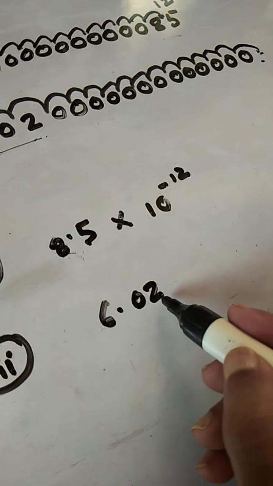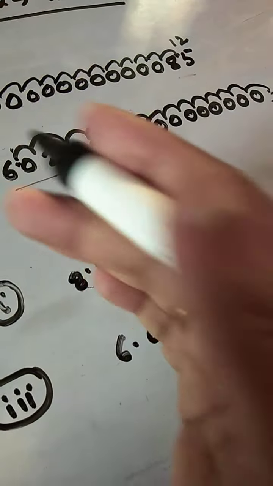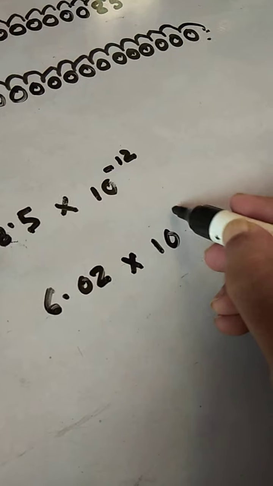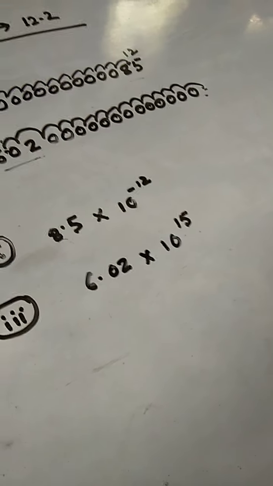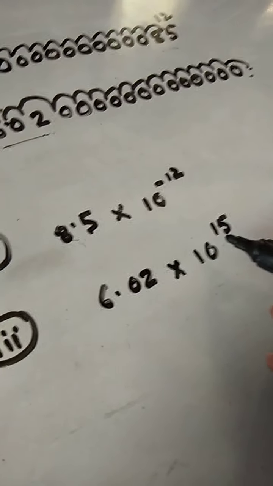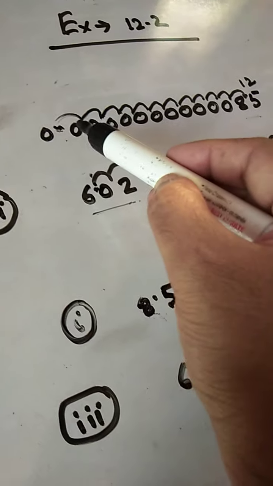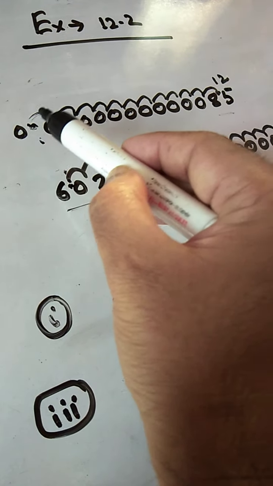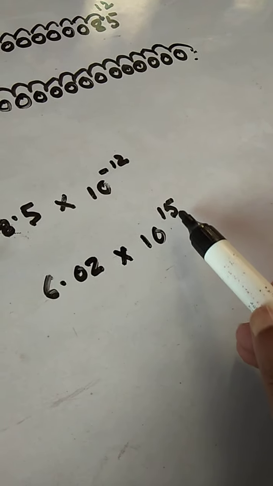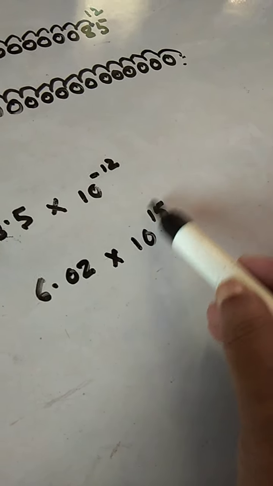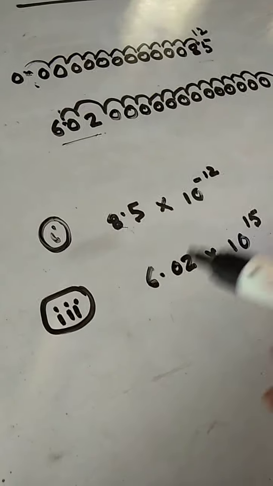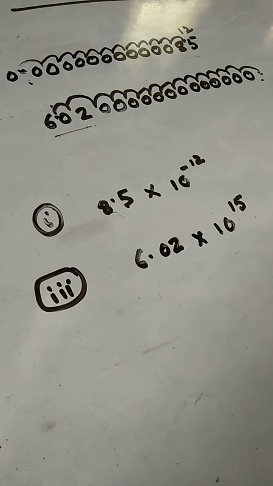So you write it like this: 6.02 times 10 to the power of how many positions you jumped, that is 15. This time you will not give minus. You will write the exponential form in positive form. So remember when to write the negative form: when the number is given in decimal form, moving from left to right. When you are moving from right to left, you will not give a negative power. This is the only difference. So you can directly write the answer like this. I hope you have understood.